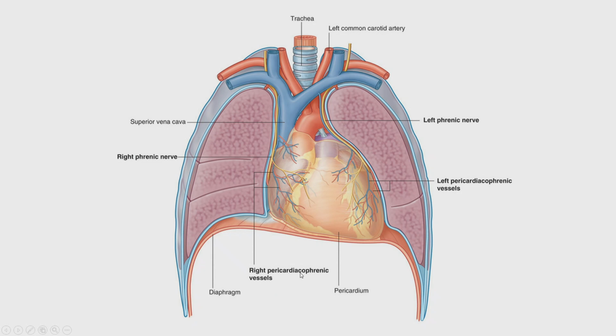So the pericardiacophrenic artery is a branch of the internal thoracic artery, and the pericardiacophrenic veins are draining to the internal thoracic vein. So remember, on the surface of the heart, on the right side and on the left side, the phrenic nerve is accompanied by the pericardiacophrenic vessels, so veins and arteries.